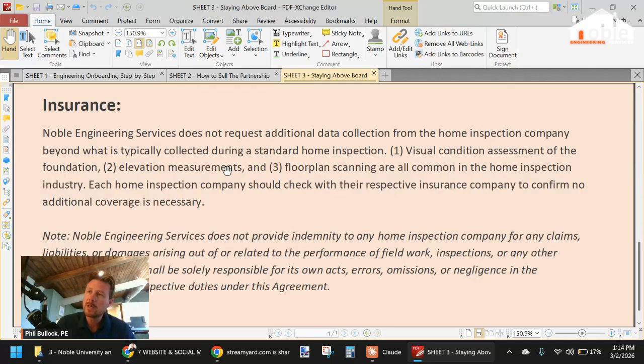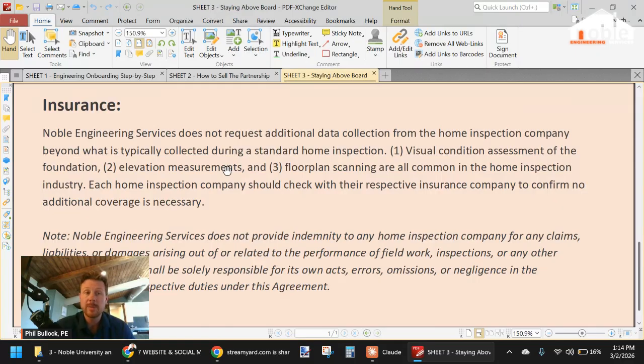sometimes a home inspection company will say, well, I'm gathering the data for an engineering report, and therefore I need other insurance. And that may be the case with your own home inspection insurance provider. I can't be an expert in all of the different providers and what they are requiring from you. They are specific. I know a lot of insurance companies are very particular about what you do, but at the end of the day, you are gathering visual condition information, things you do as a home inspector.